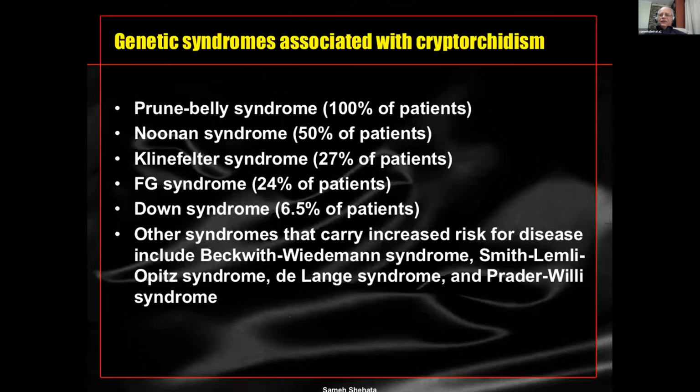In Prader-Willi syndrome, in 100% of patients you'll find bilateral undescended testis. Noonan syndrome, 50%. Klinefelter, 27%. Down syndrome, 6%. And there are other syndromes like Beckwith-Wiedemann syndrome and de Lange syndrome. A lot of syndromes have undescended testis as part of the presentation.